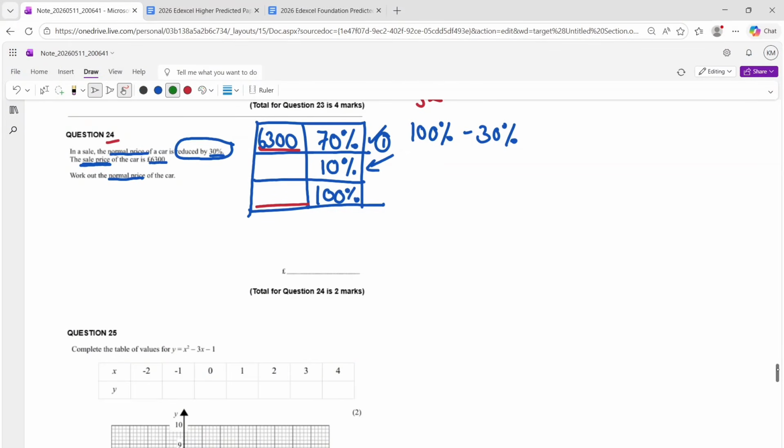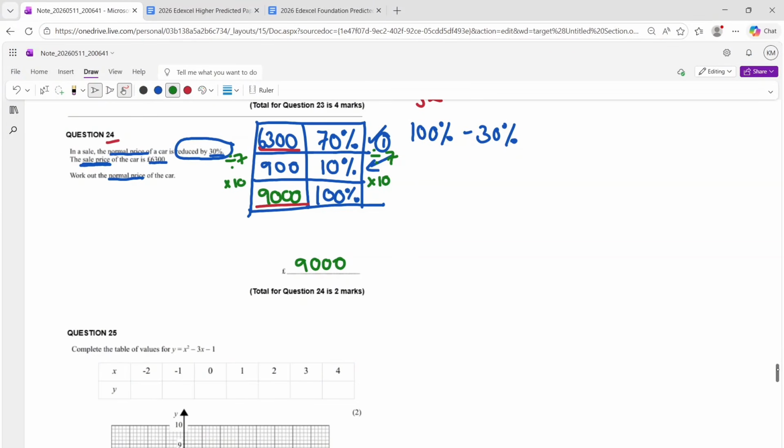Well, that is 7. So I've divided by 7. So if I've divided this side by 7, I have to divide my 6,300 by 7. Well, 63 divided by 7 is 9. So it's going to be 900. And then I've got to get from 10% back to 100%, so I need to multiply by 10. So again, I need to do the same over here. So my original price of my car must have been £9,000.